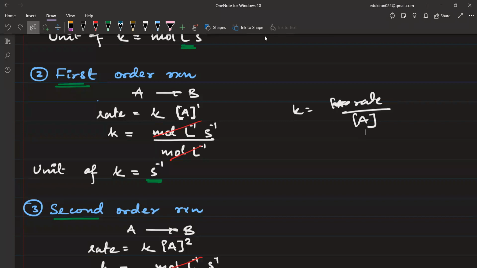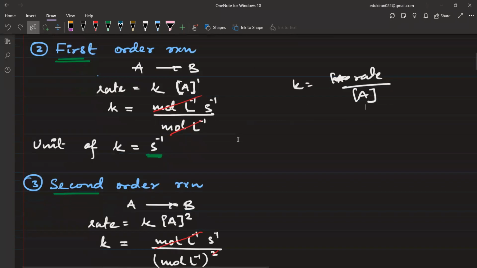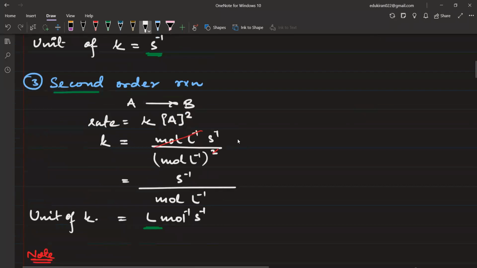Yes, sir. Similarly, for second order, what is going to happen? The rate is going to be the same, but now concentration will be mole per liter squared because we have order which is equal to 2. Did you understand this too? Yes, sir. Okay. Now what you have to see is, if you want to determine the order from the unit of K, just look at the power of L. What is the power of L here? Minus one.